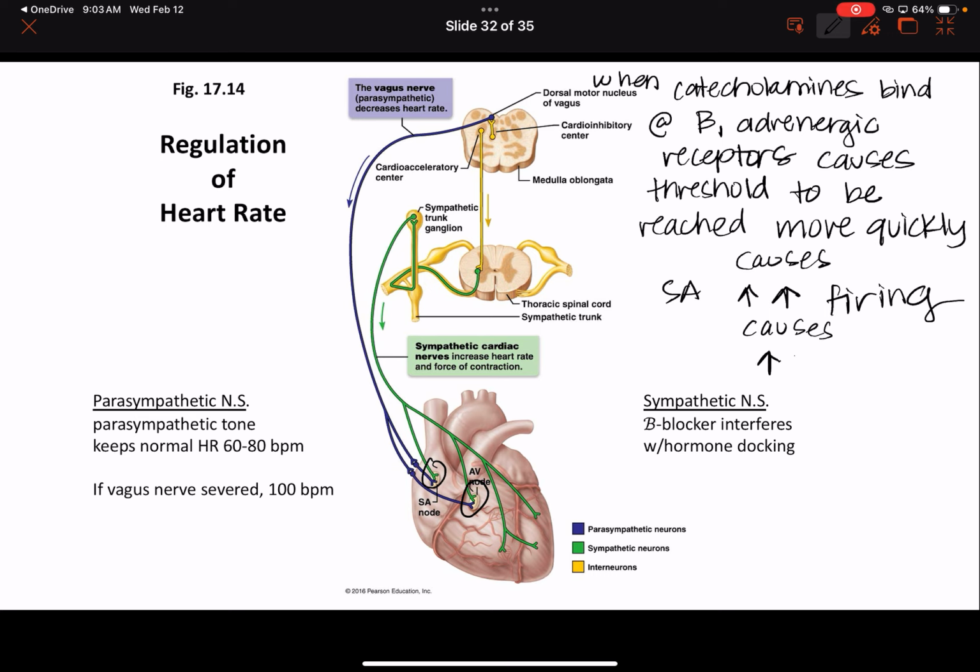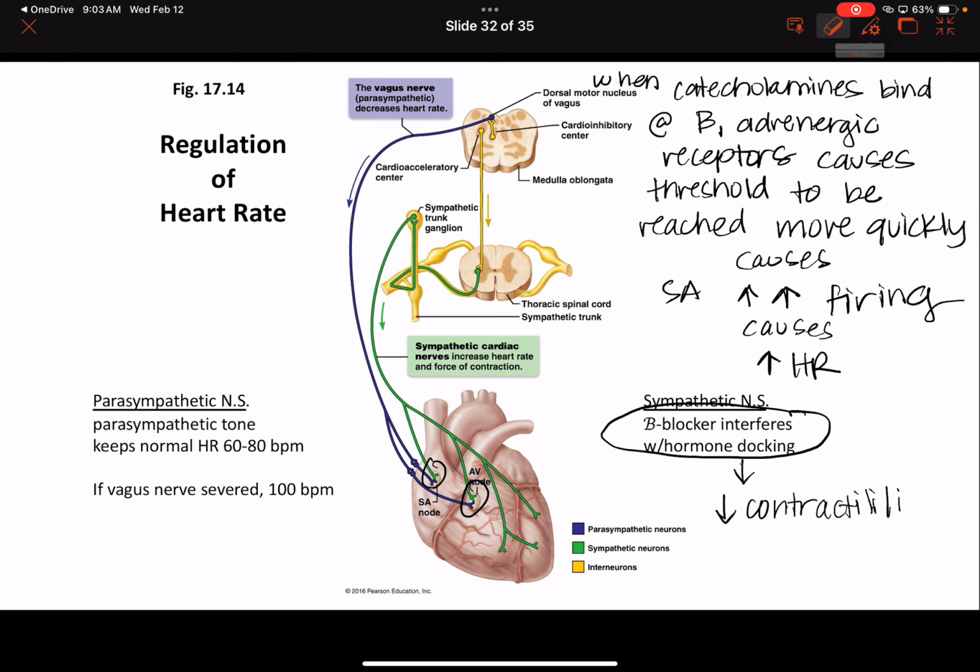So by prescribing beta blockers, it's going to decrease contractility because the epinephrine, norepinephrine won't be able to bind here, at least not as often. It's going to decrease heart rate because that norepinephrine and epinephrine won't be able to bind at the SA node and the AV node.